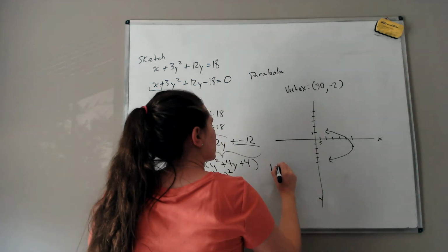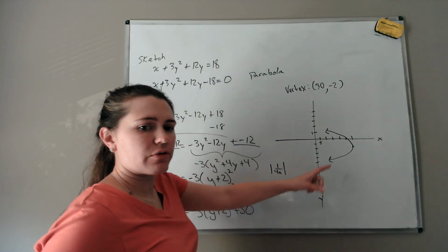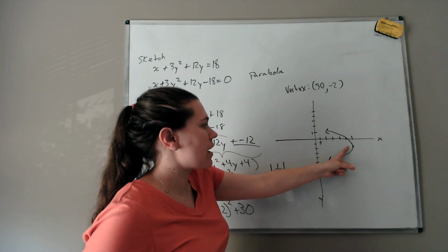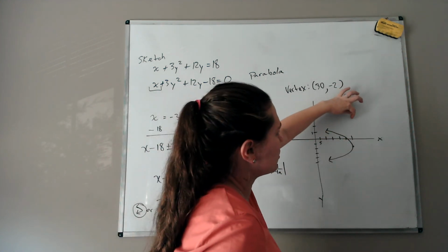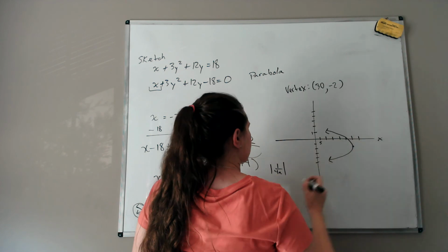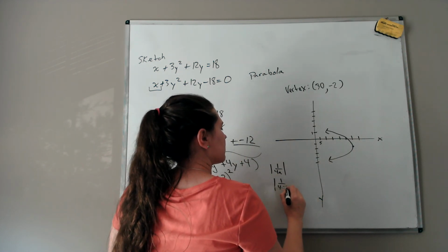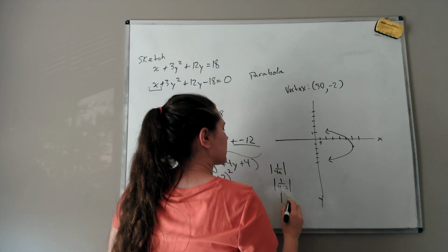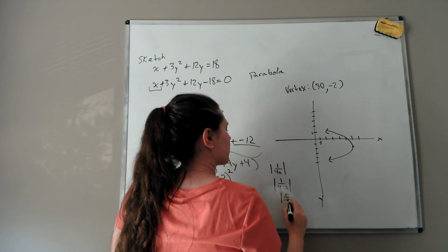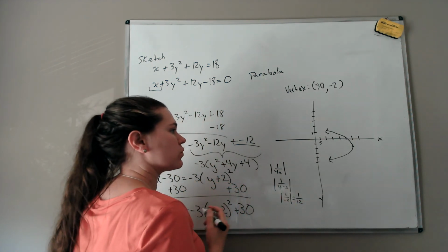So let's think about what's the absolute value of 1 over 4a. That's the distance. Now the focus, remember, is going to be inside the parabola. And so the directrix is going to be outside. Okay, that's 30, so that's 35 there. So this is going to be 1 over 4 times negative 3. Okay, so that's going to be 1 over negative 12. Okay, so the distance is 1/12. The absolute value of negative 1/12 is 1/12.